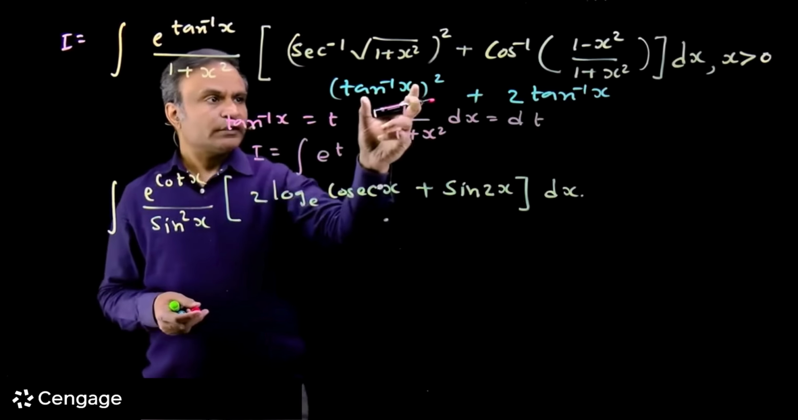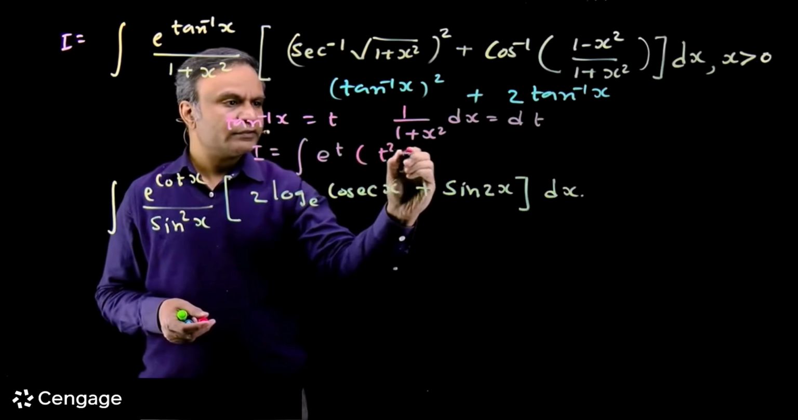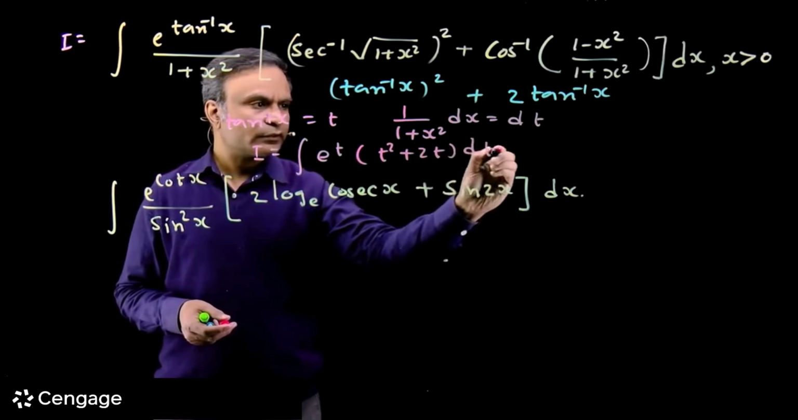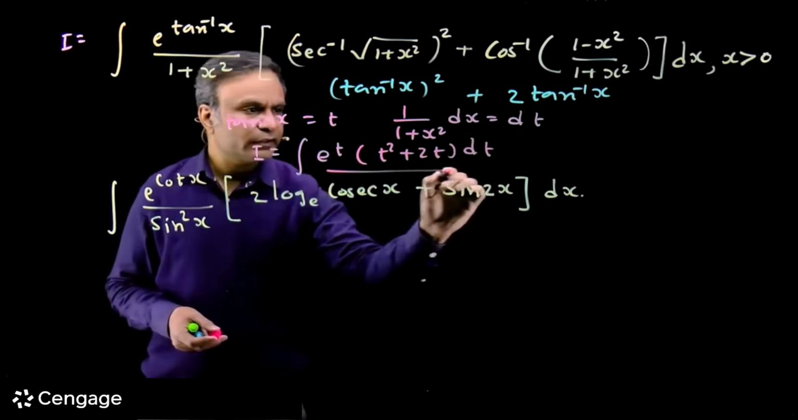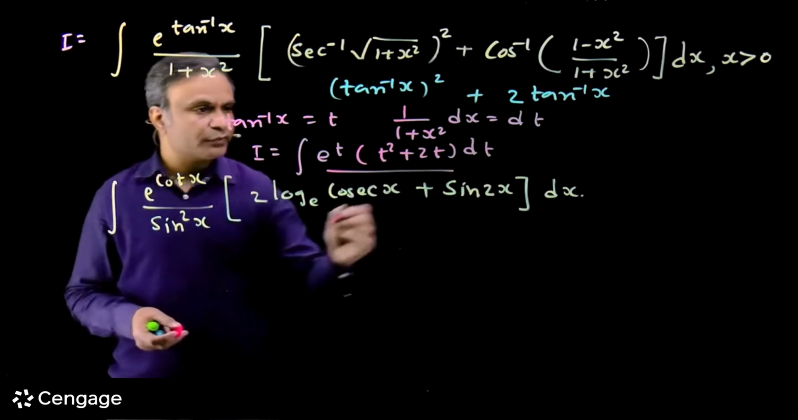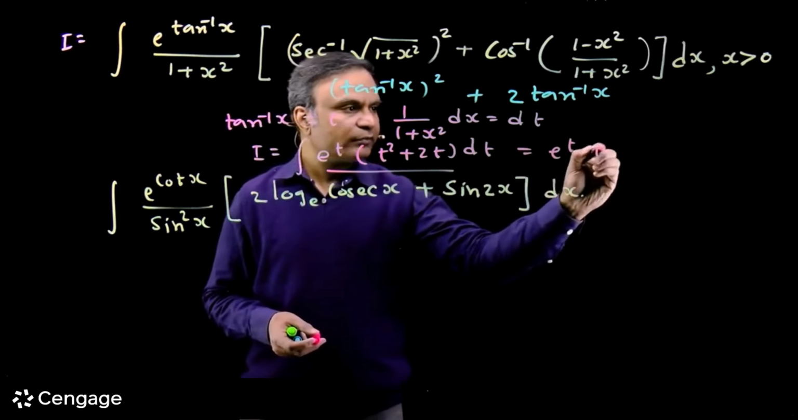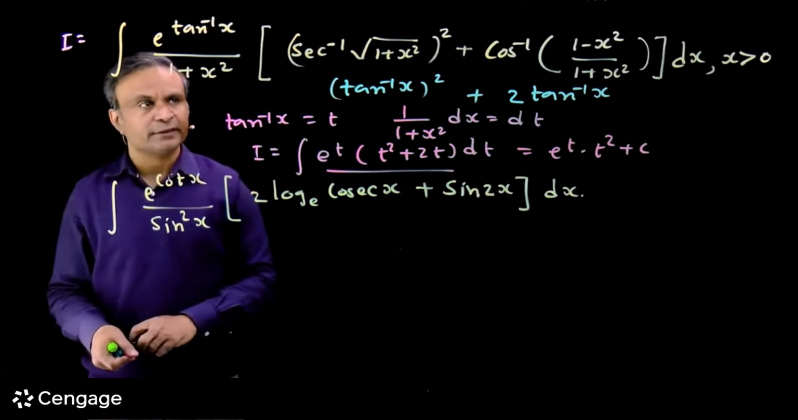Okay, and this is t square, this is 2t. So we have inside bracket t square plus 2t. Okay, so now we have integration of function e power t multiplied by t square plus 2t. 2t is the derivative of t square, so this is e power t multiplied by t square, where t is equal to tan inverse x. Okay?